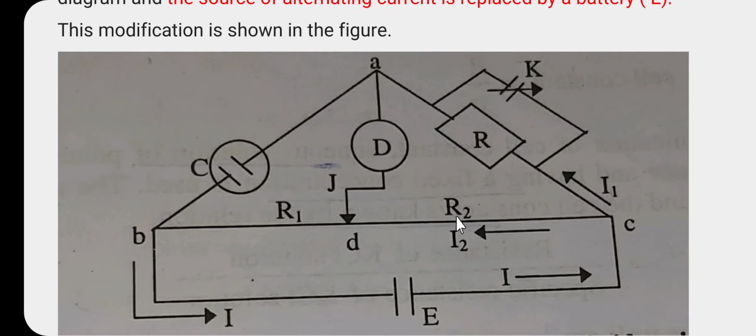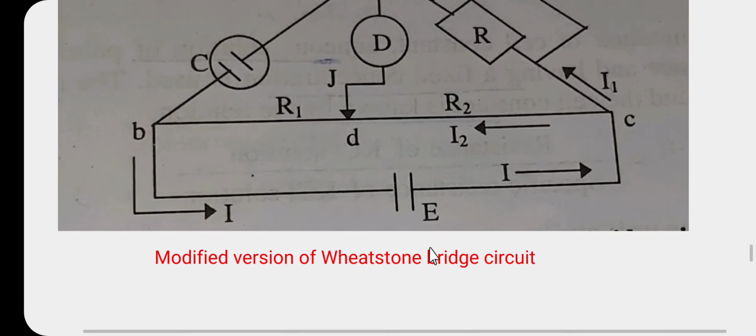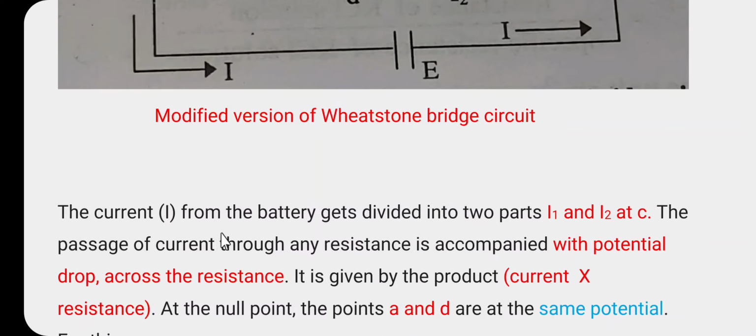Same Wheatstone bridge circuit, only the alternating source is replaced by the battery. So here the current I from the battery gets divided into two parts, that is I1 and I2, at point C. The passage of the current through any resistance is accompanied by a potential drop across the resistance. This is important.